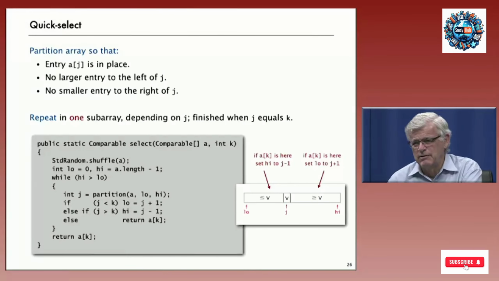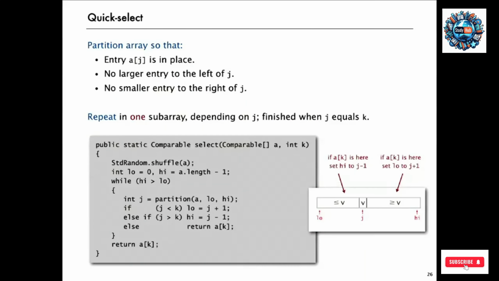Well, in his original paper in 1961, Hoare gave a solution to the selection problem based on partitioning. And the idea is just a version of quicksort in a way. We're going to do our partitioning so that we get entry a[j] in place in the array. Nobody to the left is larger, nobody to the right is bigger. But then when we're doing selection, what we'll do is just go in one subarray or the other, depending on where j is. If j is equal to k, we're done. We found the kth largest.